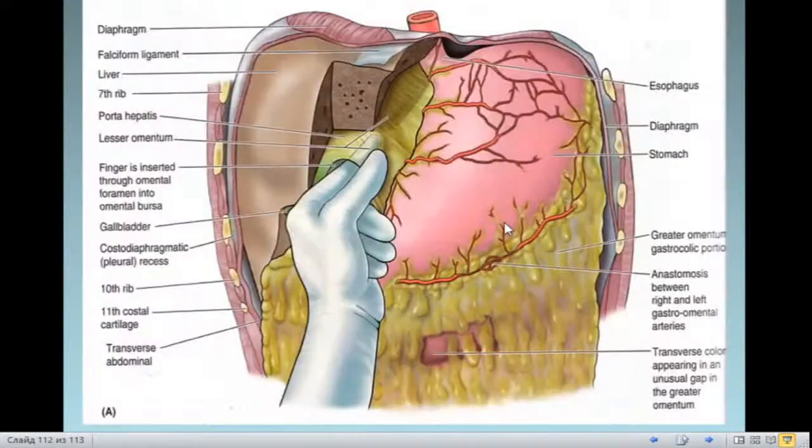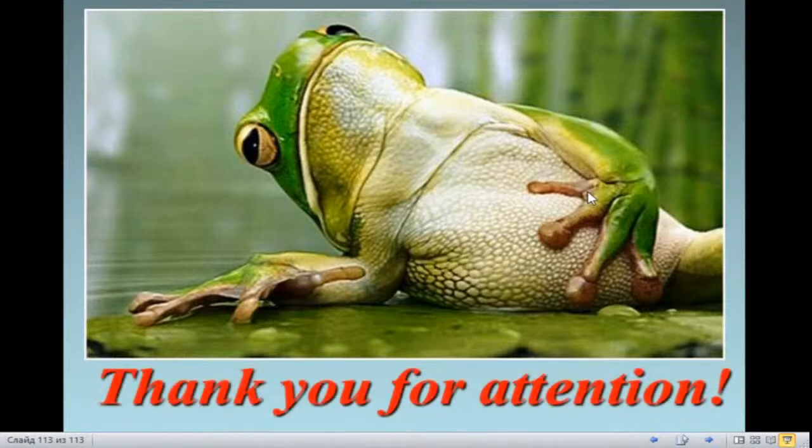This is the revision of the omental bursa by the surgeon. That's it for today. Hope you understand the major parts. Hope that was not too difficult for you. But anyway, you can look through it once again. Make some notes in your copybooks. Good luck.